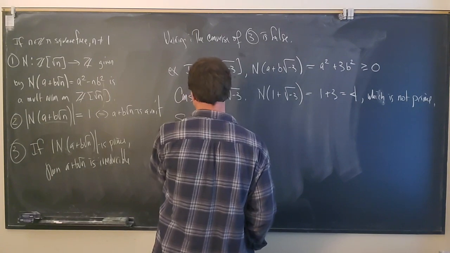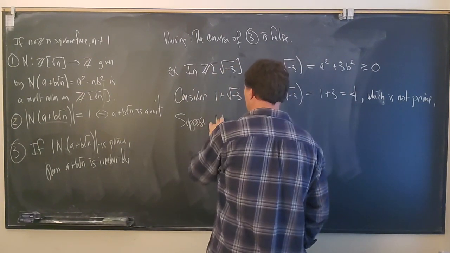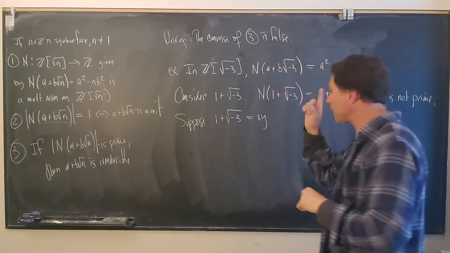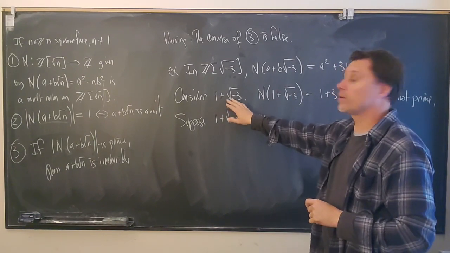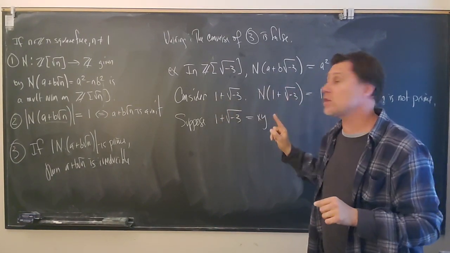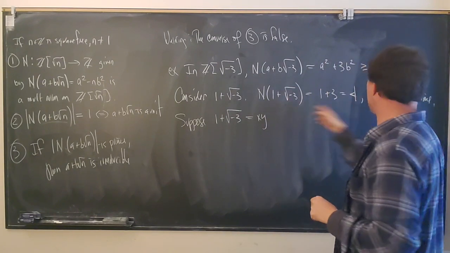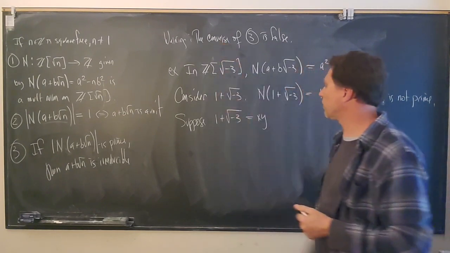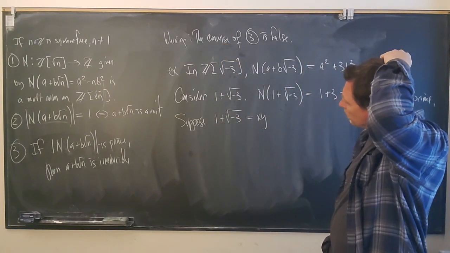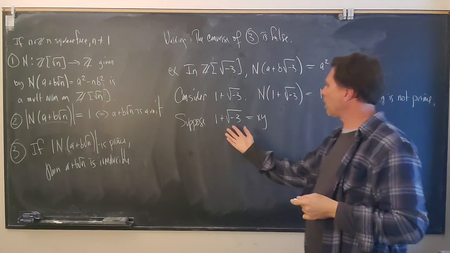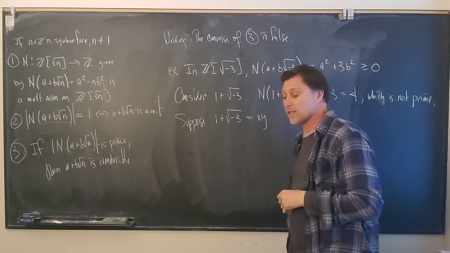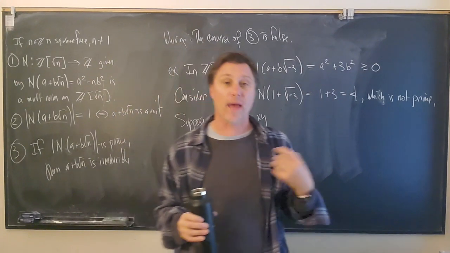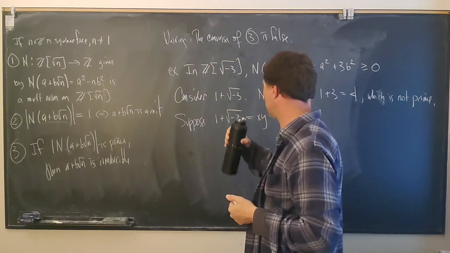Now suppose that 1 plus square root of minus 3 is equal to x times y. What I'm going to do is show that 1 plus square root of negative 3 is irreducible, even though the output under the norm was 4, which is not prime. That's going to show that the converse is false. So suppose that our element 1 plus square root minus 3 equals x times y. I need to show that either x or y is a unit. That will allow me to conclude that it's irreducible.